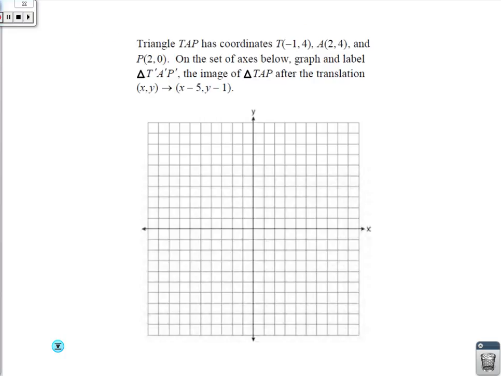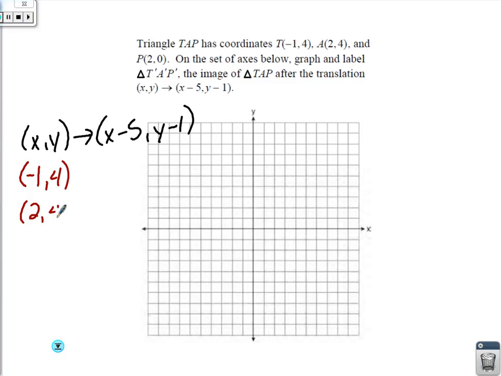Another one. Here's my transformation. (x, y) is going to turn into (x minus 5, y minus 1). Does anybody know what this is going to do? Move it left 5 and down 1. So negative 1, 4, 2, 4, and 2, 0.